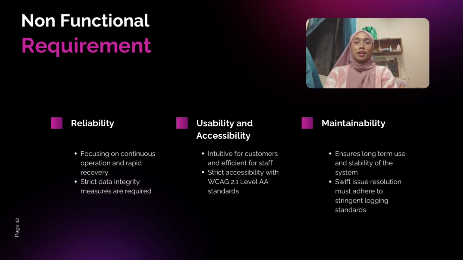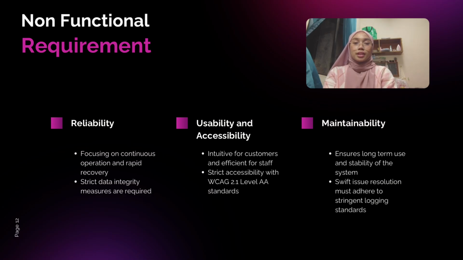Other than that, reliability focuses on continuous operation and rapid recovery from any disruption to make sure of system availability, so that the system achieves an uptime of 99.99%, which is no more than approximately 52.56 minutes of unplanned downtime in an entire year. Strict data integrity is required by consistently backing up and synchronizing the system to prevent data loss.